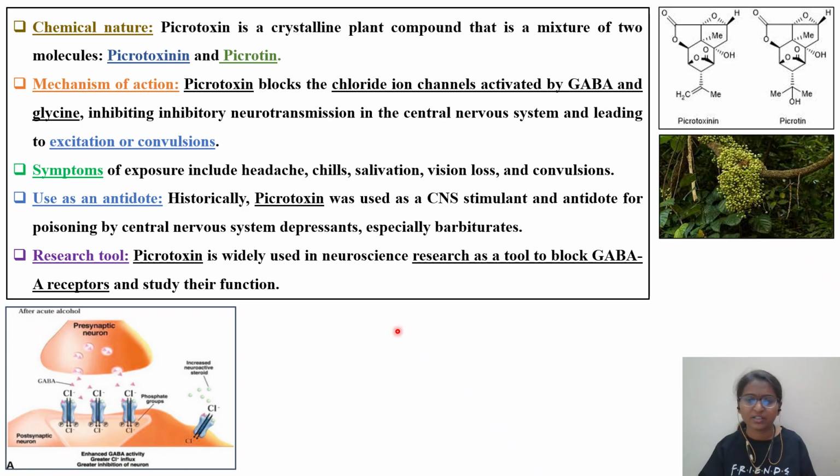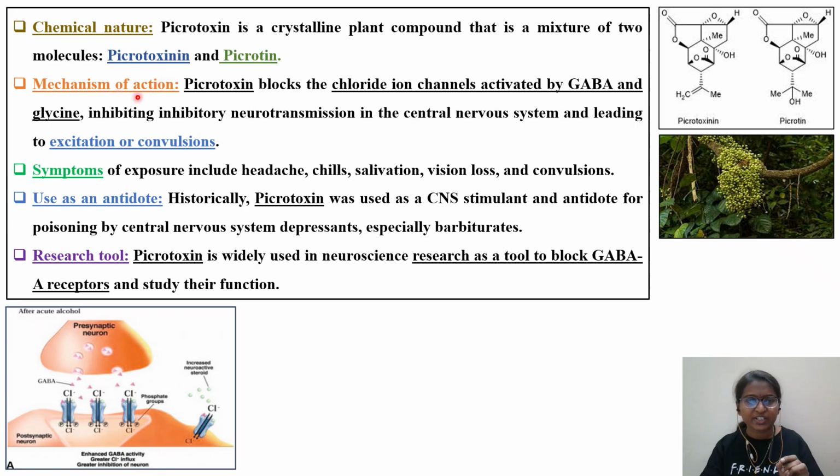Okay, let's dive in. Other chemicals, whether ferrous sulfate or ethyl alcohol, I have discussed on my channel. But picrotoxin I haven't discussed, so by taking this question as an opportunity, we'll learn about picrotoxin. Picrotoxin is a crystalline plant compound that is a mixture of 2 molecules, so it contains 2 components: picrotoxinin as well as picrotin. These are the 2 important things.